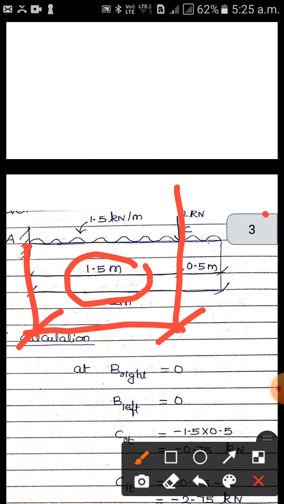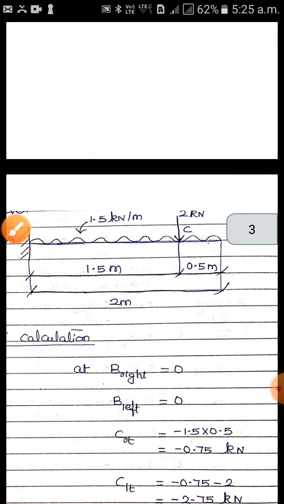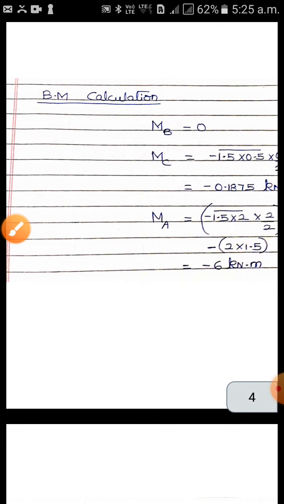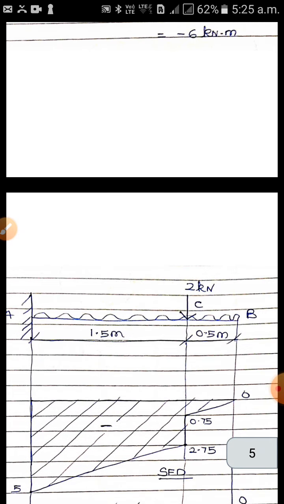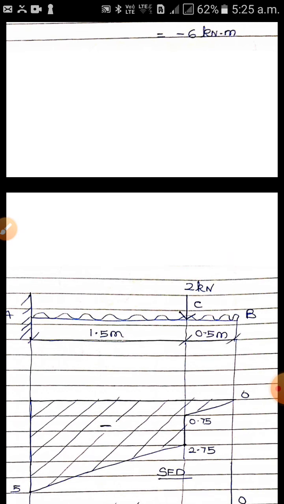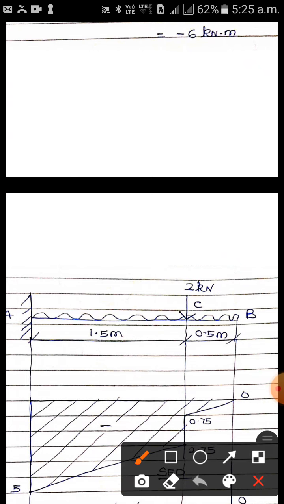So what is the bending moment? Minus, within brackets, 1.5 into 2 by 2, and minus, within brackets, 2 into what is the distance? 1.5 meters. That's all. That is the bending moment. So what is the value? Minus 6. Now we'll draw the shear force diagram. You have all the values, just draw it. So all the values are negative, so it is below the baseline. Whatever is above, we'll take as positive. Now here everything is below the baseline.